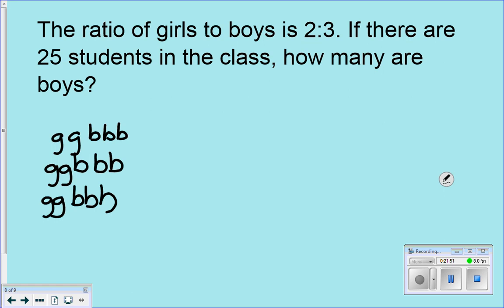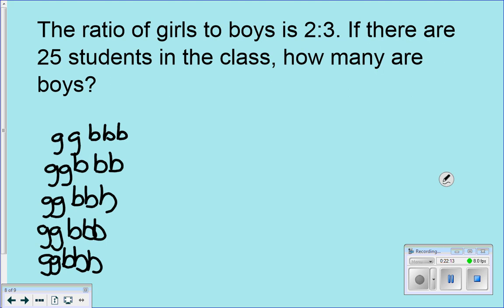How many students is this now? 15. Let's add another group. How many students is this now? Let's add another group. How many students is this now? 25, and I want to know how many boys there are, right? So let's count that up. 15 boys, so then how many girls are there going to be? 10 girls.